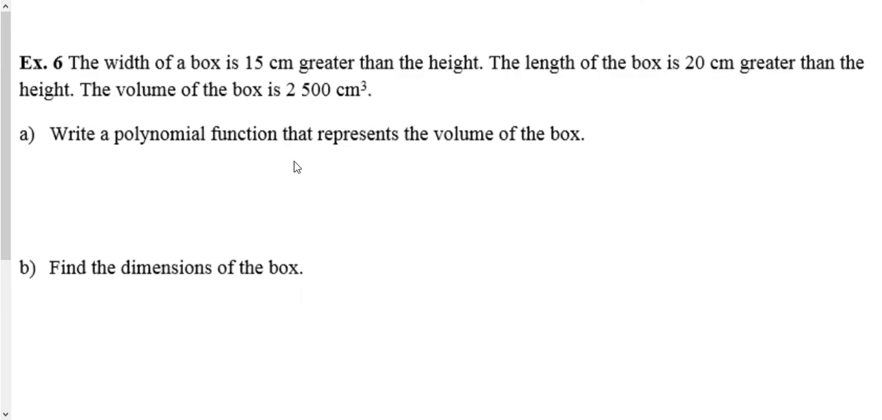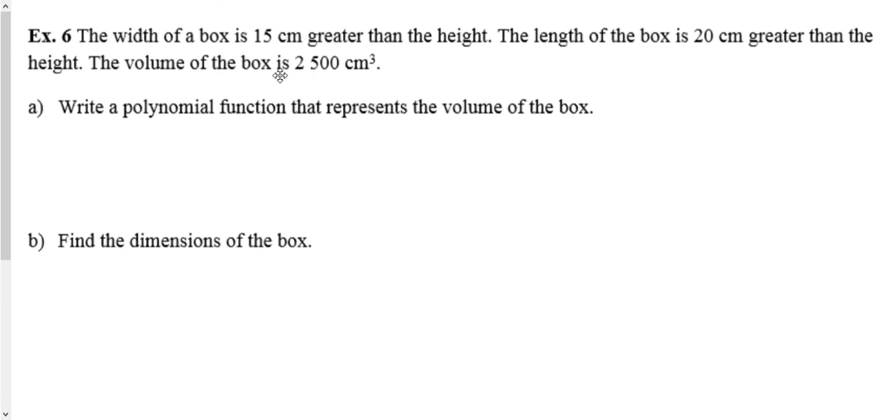On the next example here, this is a bit of a word problem, so hear me out on this one. So we got the width of a box is 15 centimeters greater than the height. The length of the box is 20 centimeters greater than the height as well. The volume of the box is 2,500 centimeters cubed. Okay, so write down the polynomial function that represents the volume of the box. Well, let's figure out what our height, width, and length is.